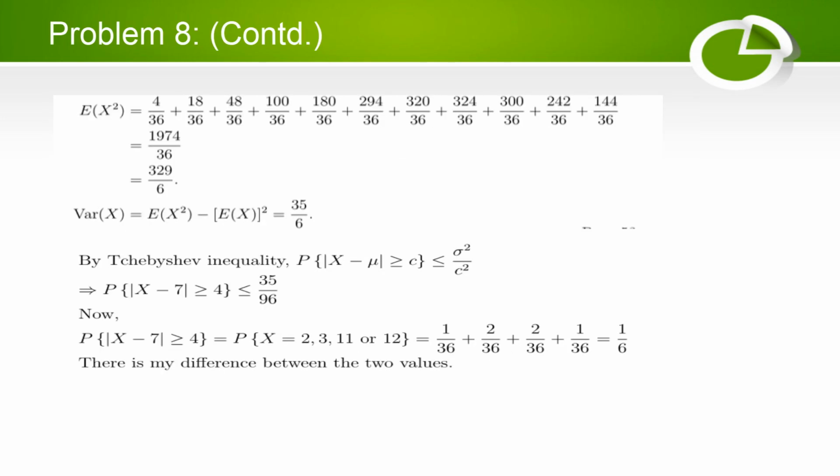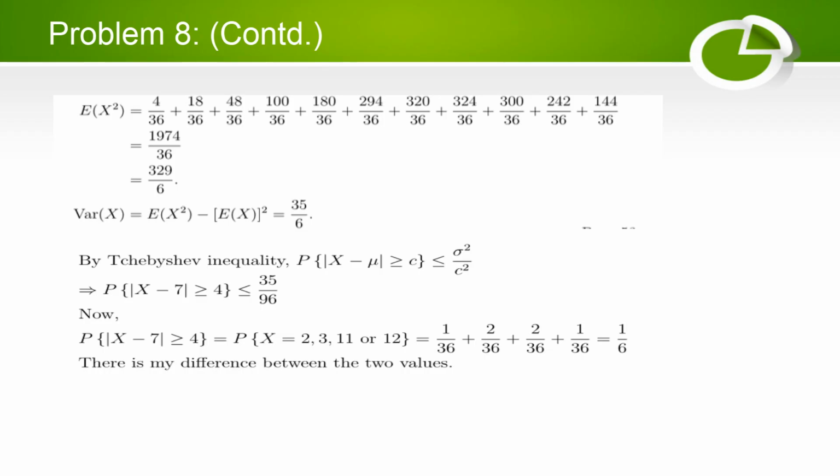E(X²) equals 4/36 + 18/36 + 48/36 + 100/36 + 180/36 + 294/36 + 320/36 + 324/36 + 300/36 + 242/36 + 144/36, equals 1974/36, equals 329/6. Variance of X equals E(X²) − [E(X)]², equals 35/6.